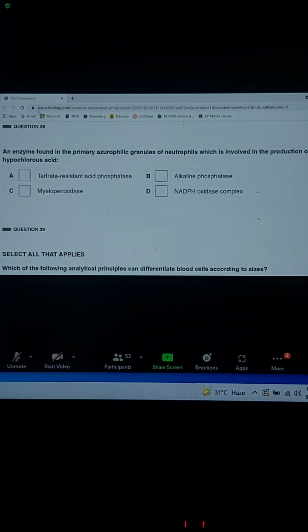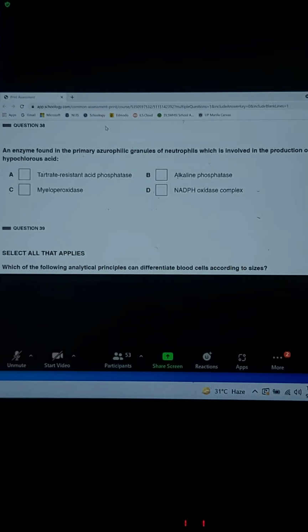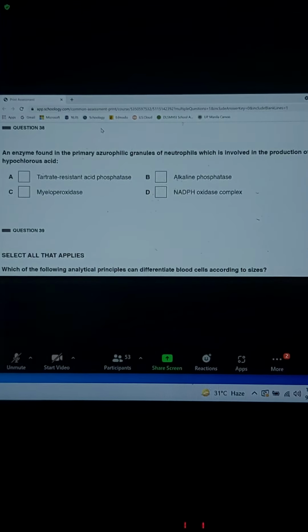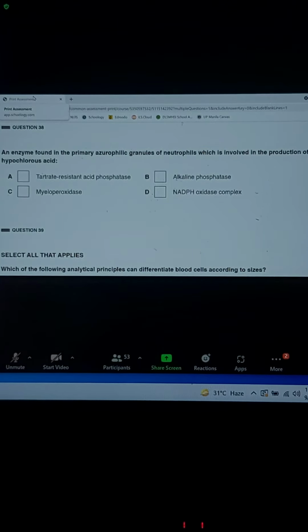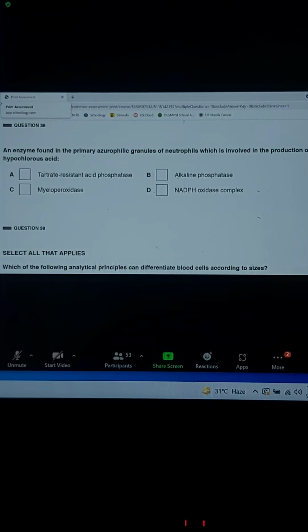Number 38, an enzyme found in the primary eosinophilic granules of neutrophils. Letter C. So letter C, myeloperoxidase. Okay? Ang tartrate-resistant acid phosphatase, these are seen in your hairy cells, di ba? In hairy cell leukemia. Alkaline phosphatase, they are also found in your neutrophil granules, but they are not involved in the production of hypochlorous acid. And the NADPH oxidase complex, these are found in your phagocytes.